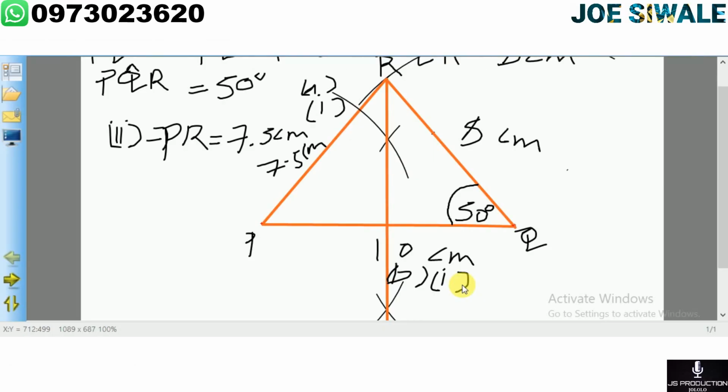And for me to bisect the angle that is at point P, I'm going to get my compass. So I'll get my compass and I'll put it at point P. Then I'm going to just reduce this radius, okay. Then I'll draw an arc that is going to cut line PR, and another arc that needs to cut line PQ.